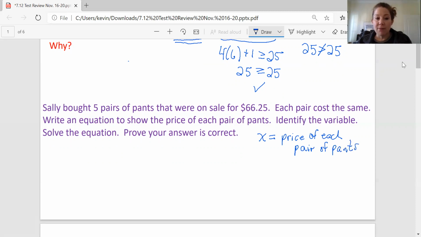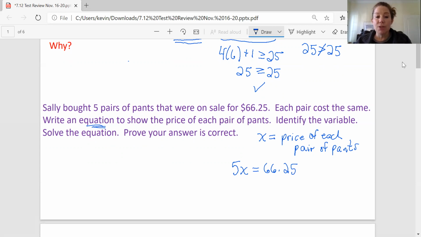So Sally bought 5 of them. 5 times the price of each pair is equal to $66.25. So that's our equation. Remember, equations have equal signs. So if you're supposed to write an equation, make sure you have an equal sign. If you write an expression, expressions do not have equal signs.